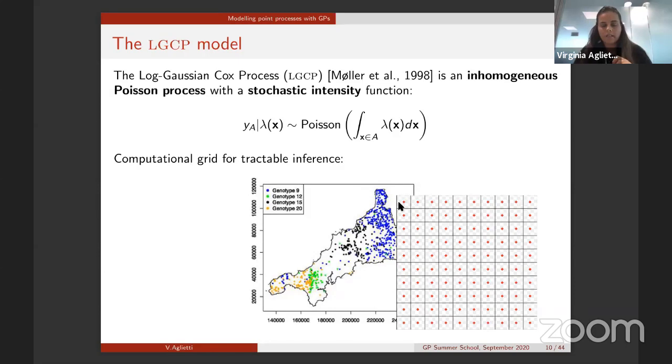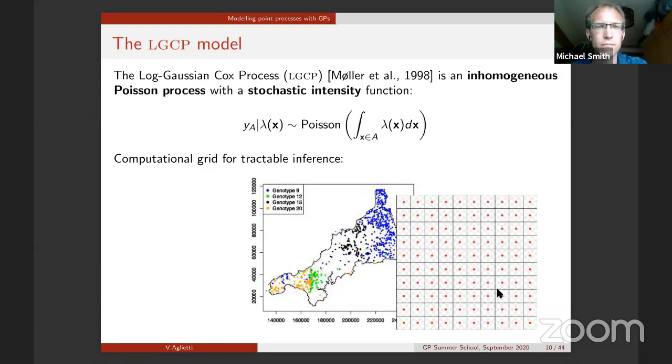I should say that the picture that I have here, this grid, is a regular grid, but you can consider a more complex grid as well. And it's an approximation, because when you consider a grid, you consider the intensity function to be constant within a specific cell. I should also say that for those who are not familiar with point processes, you can think of a Poisson process as a generalization of the Poisson distribution in which we have an intensity that changes depending on some inputs, so this lambda of x, and it's inhomogeneous because the intensity function is not constant.